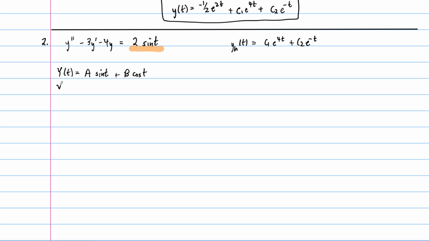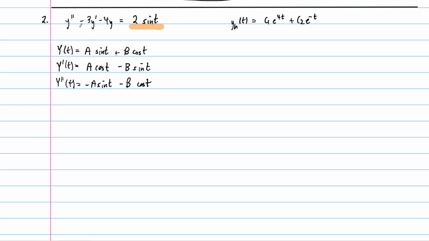We have to now take the derivatives before we do anything else, right? So y prime of t, derivative of sine is cosine, so this is a cosine of t minus, derivative of cosine is negative sine, right? So minus b times sine of t. And then we take the next derivative, so for y double prime, we end up with minus a sine of t minus b cosine of t.